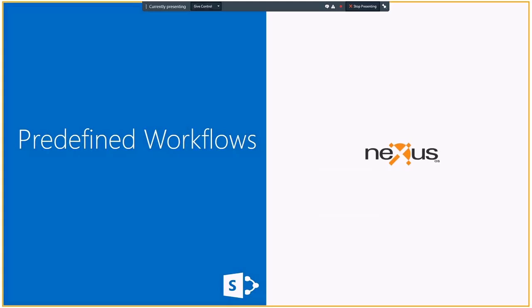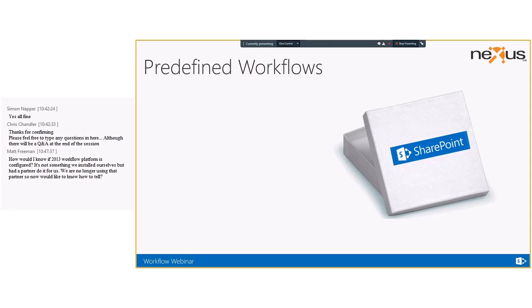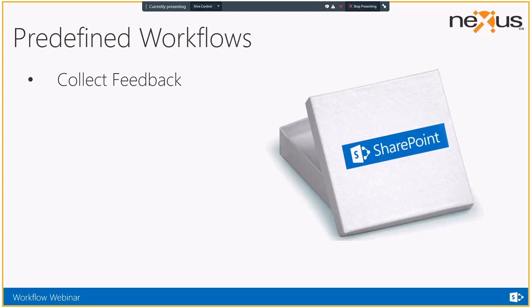Now, there are a set of predefined workflows that are available out of the box. These started off in 2007, then were brought up to 2010, and are now available in 2013. And they are the collect feedback workflow. Now, this workflow routes a document or an item to a group of people for feedback. The reviewers who are sent this document can provide feedback, and that is compiled and sent to the person who initiated the workflow. And by default, the collect feedback workflow is associated with the document content type and is automatically available in document libraries. You also get an approval workflow.